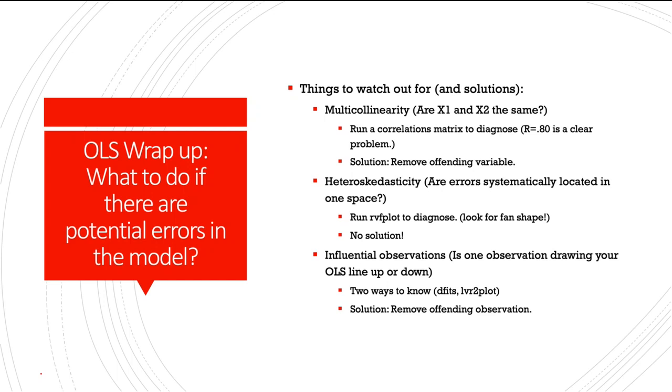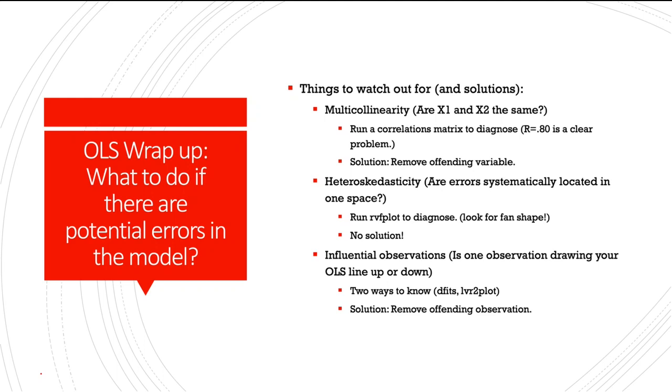Okay, the third is the potential presence of influential observations. So is there an observation that is drawing your OLS line up or down? One of the things that we know about averages or means is that it's really easy to draw up that mean. Well, in OLS regression, because we are ultimately taking sums of squares, it is also possible for an observation to draw that line up or down artificially. Consider it the Bill Gates of observations, okay?